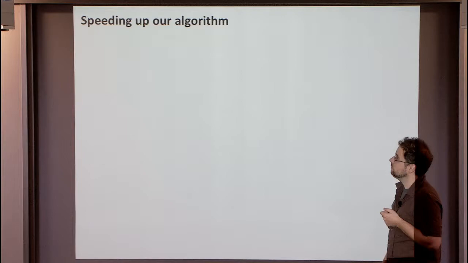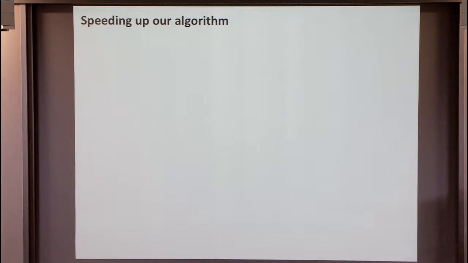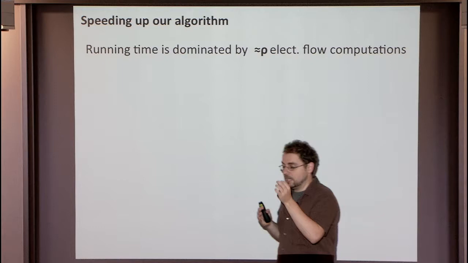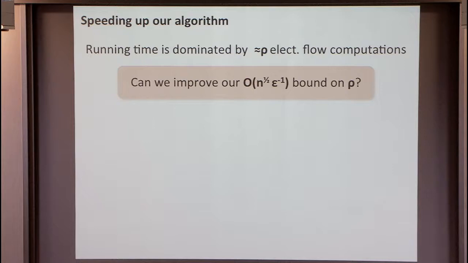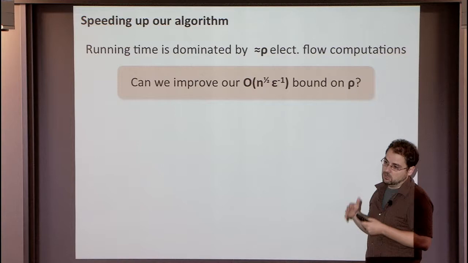The idea is just the following. First of all, what we know is that the running time is clearly dominated by this number rho, which tells us how many electrical flow computations we have to do. I just claimed that we can prove this is roughly at most square root of n. So the obvious question is, can we improve this bound?